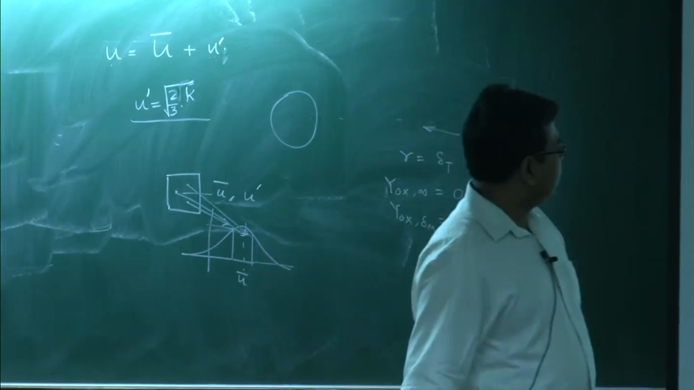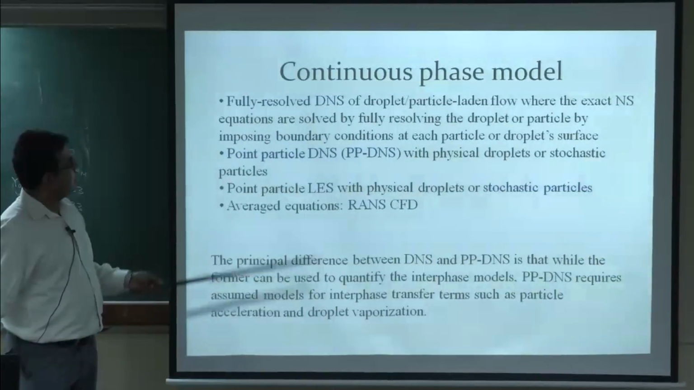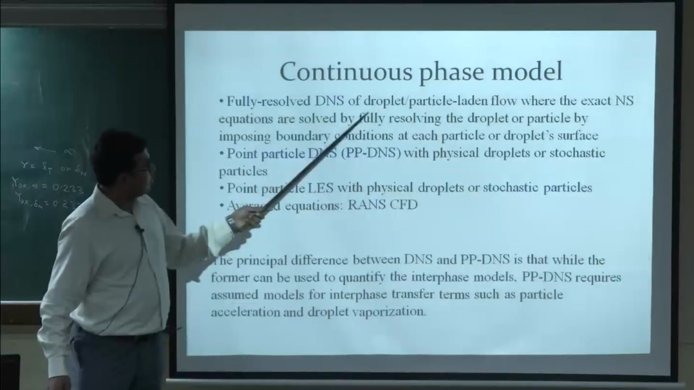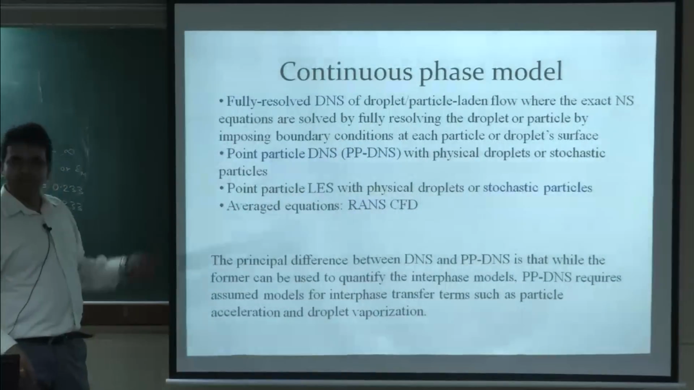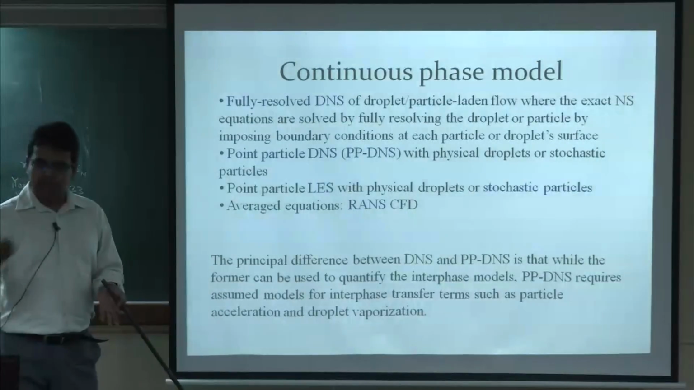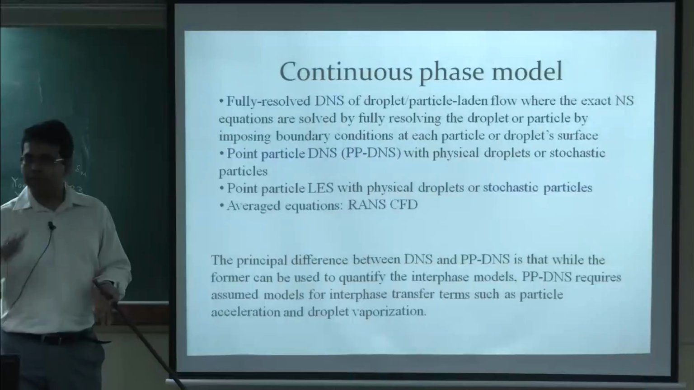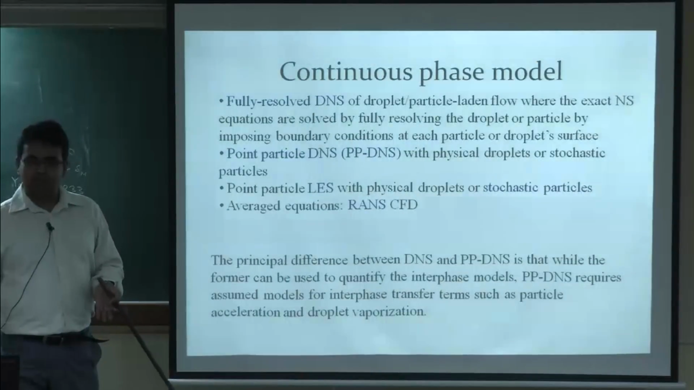Okay, so for the continuous phase model, we can have fully resolved DNS, where we can resolve the droplet and particle also, but that is very difficult. We can have a very few particles and try to put a mesh within the droplet and solve them. That is very difficult.